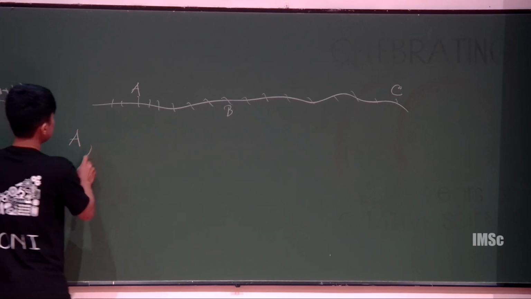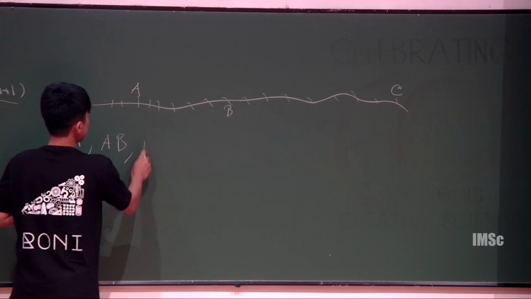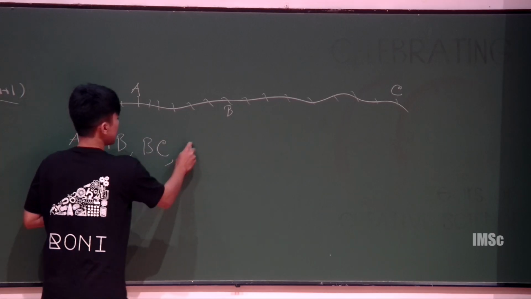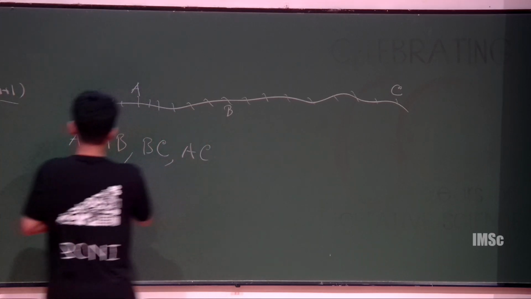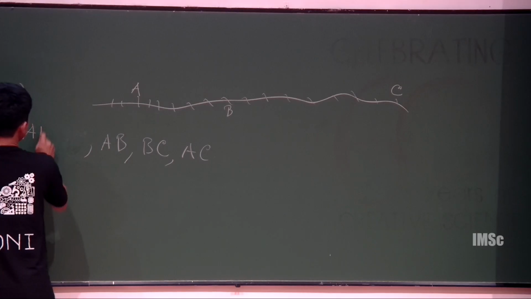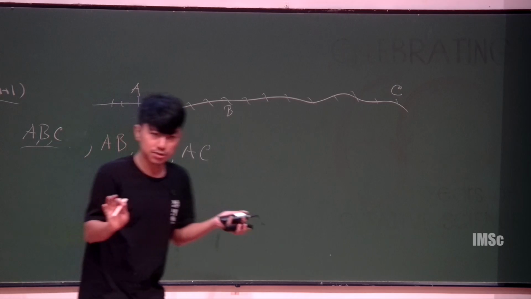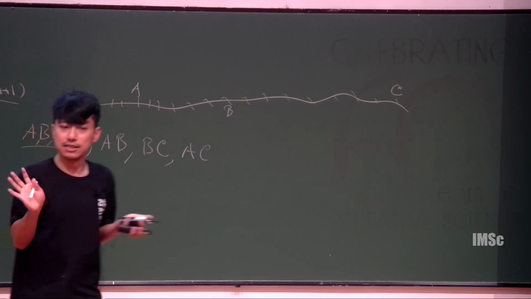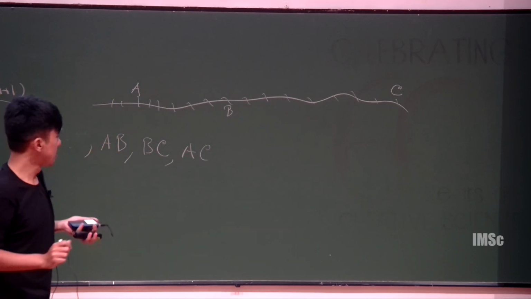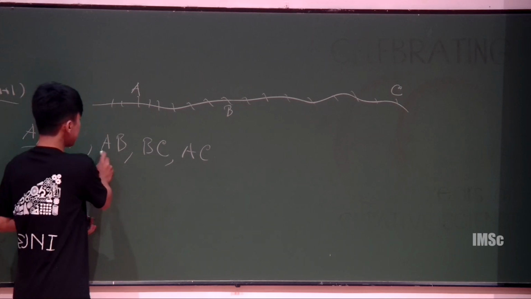So A, AB, BC, and AC. A, B, and C all have their individual colors, and together they will have some other color. Okay. So what will happen if A and B are together?